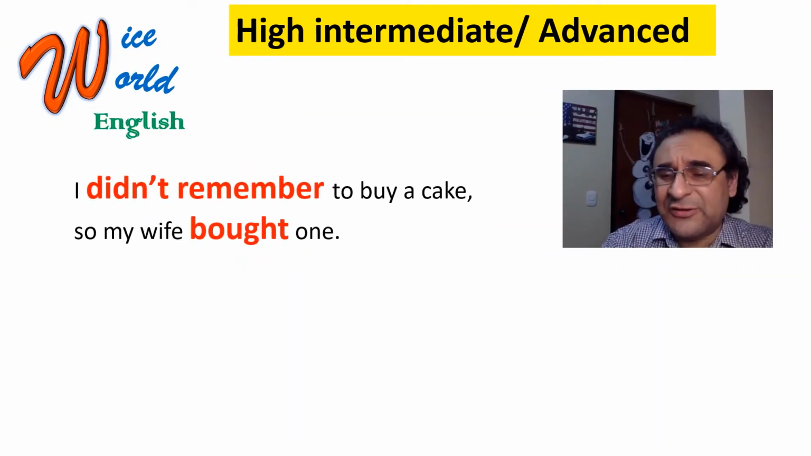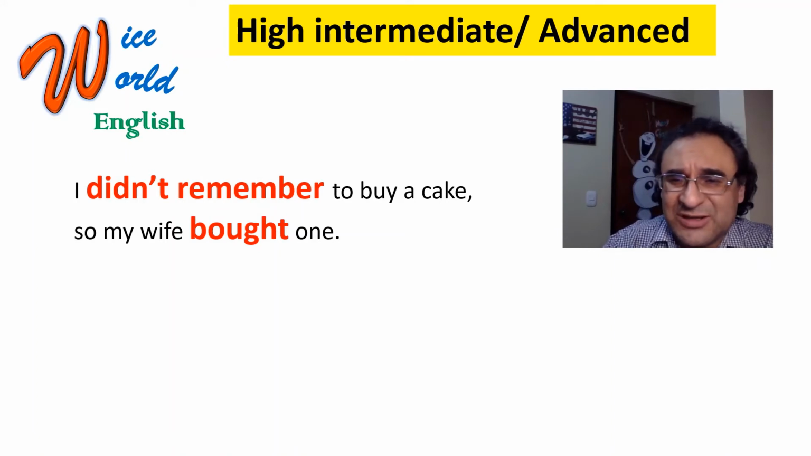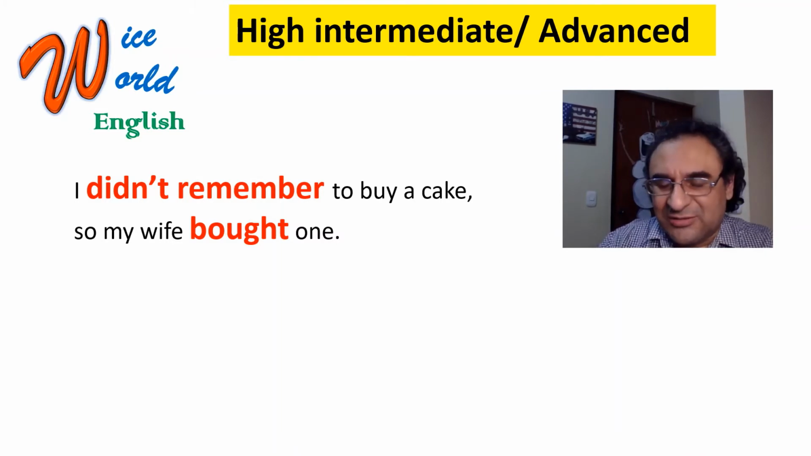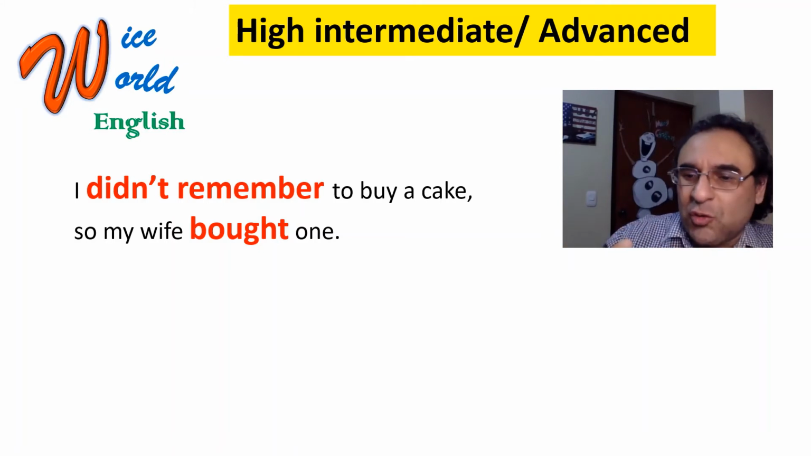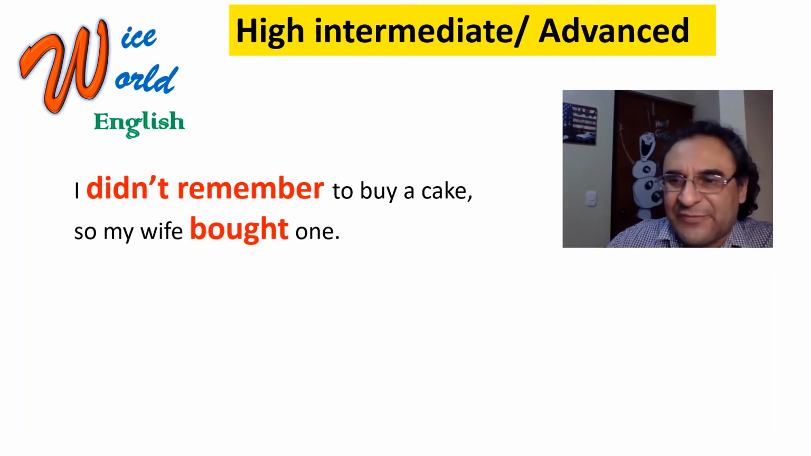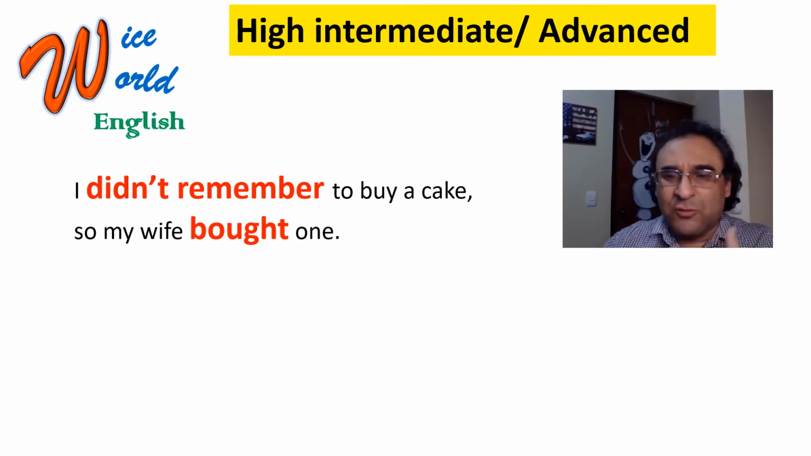So let's go for the first example. The first example says, I didn't remember to buy a cake, so my wife bought one. Now let's make the conditional. Do you remember how to make the conditional? Maybe you remember when you studied in school or in the institute or something. And if not, we will remember right now how to do this.